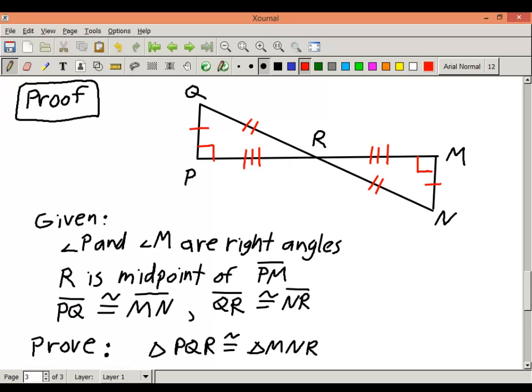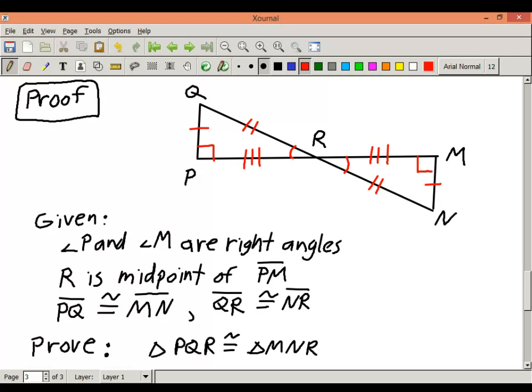Now let's prove that the three angles of one triangle are congruent to the three angles of another triangle. Well, we've got the two right angles. That's one pair. Now look at this. You got vertical angles right here. We have a theorem for that. Vertical angles are congruent. That's one of our oldest theorems. Don't forget it. You're going to use it again.